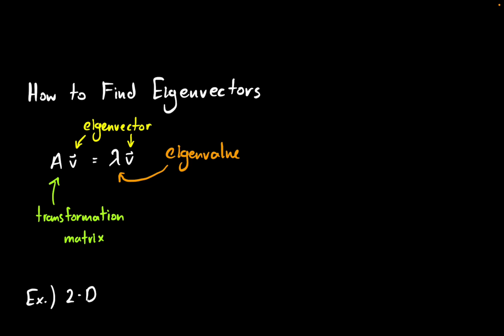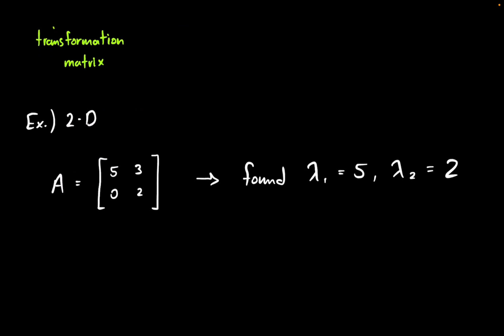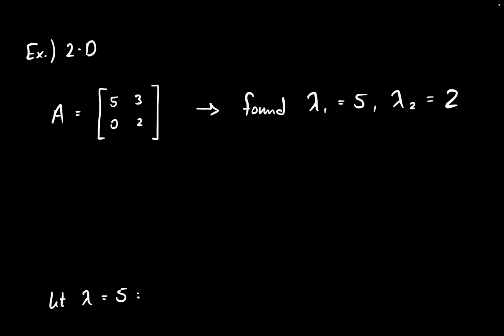Today we're going to be learning about how to find eigenvectors. So in a previous video, we found the meaning of eigenvalues and how to actually find them. Now we're going to shift our focus to eigenvectors. Using the same exact example as last time, we had a 2 by 2 matrix A, which was 5, 3, 0, 2. And from there, we found that our eigenvalues were 5 and 2. So now we can start to find what our eigenvectors are.